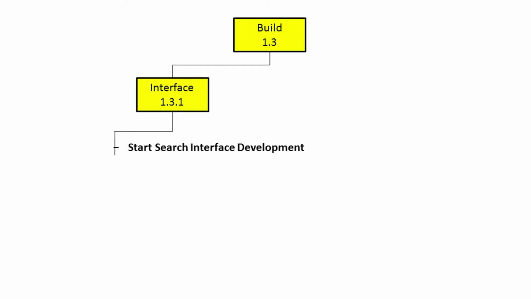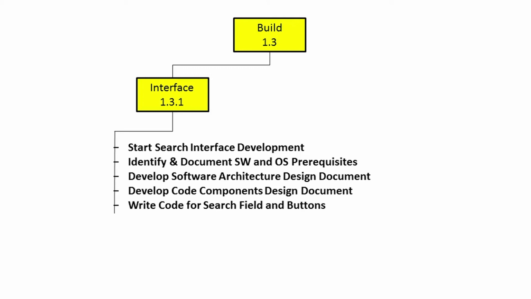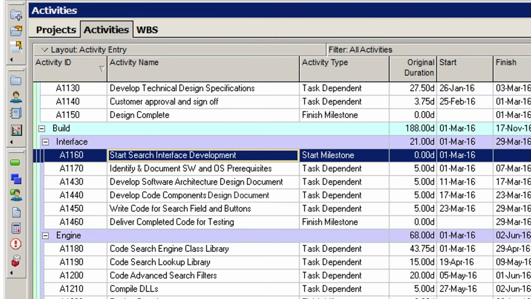Start search interface development. Identify and document software and operating system prerequisites. Develop software architecture design document. Develop code components design document. Write code for search field and buttons. Deliver completed code for testing. In Primavera P6, the tasks would look like this.